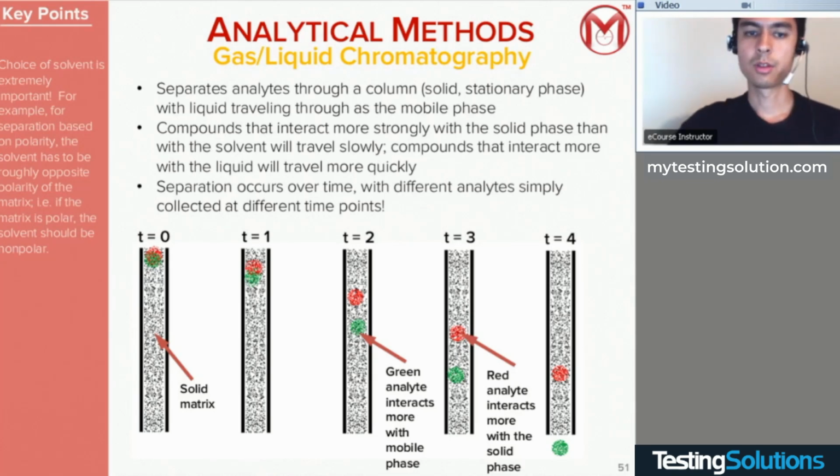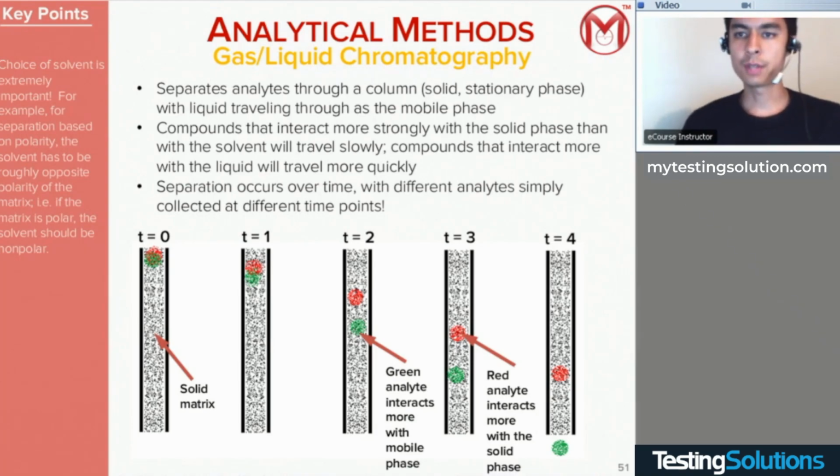Those phases refer to types of molecules which are going to either help move or help keep stationary the molecules. So to make it as concrete and relevant as possible, let's imagine a scenario. We have a scenario where we have a red and a green compound, and they're in a mixture. We want to separate them.